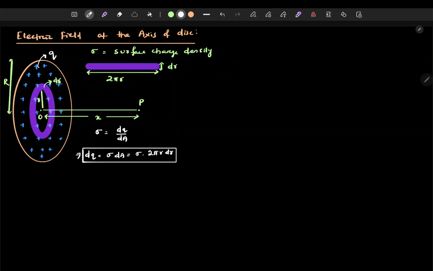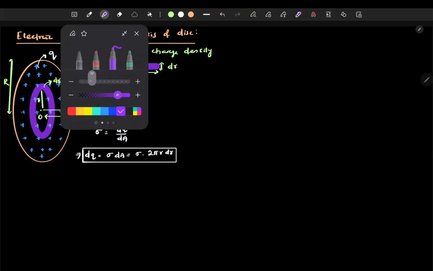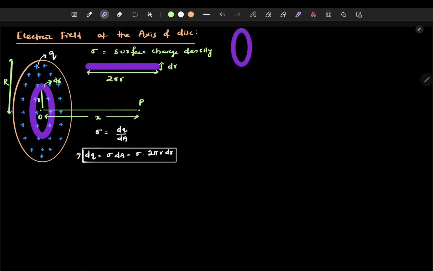Due to this small strip ring, see this thing properly: this radius is smaller, at a distance x, and here the charge is dq. At a distance x, point P is there. So at P we can say, what is the value of dE? Directly you write k times charge into x divided by (radius square plus x square) power 3/2. This is the value of dE.